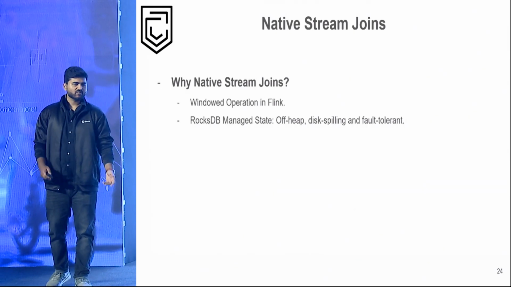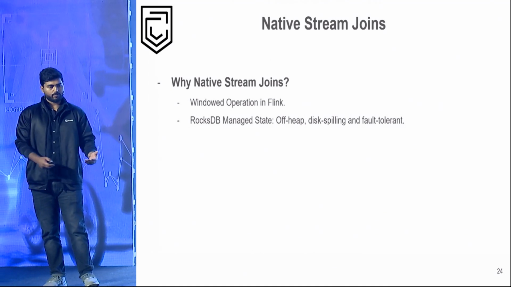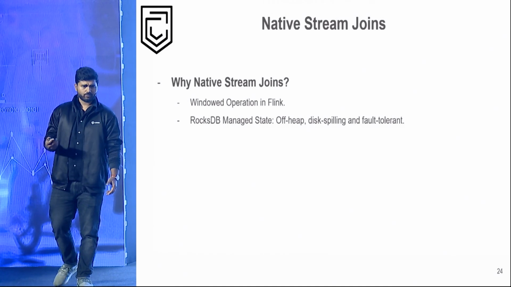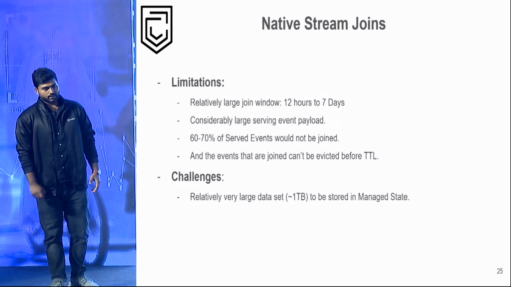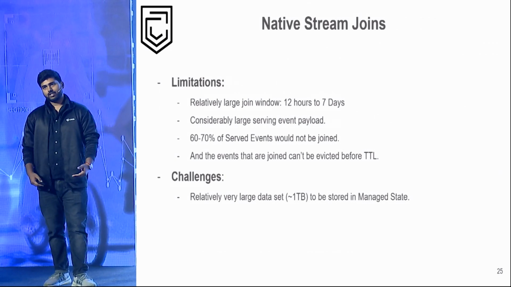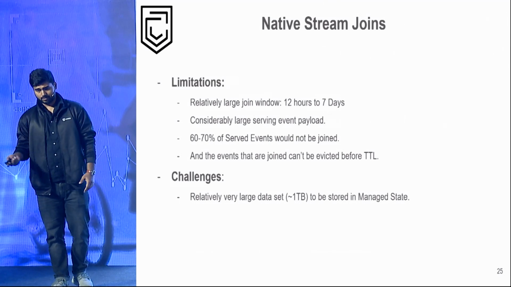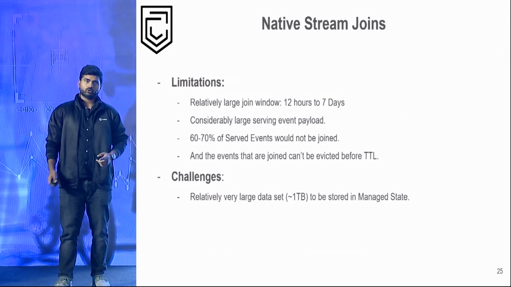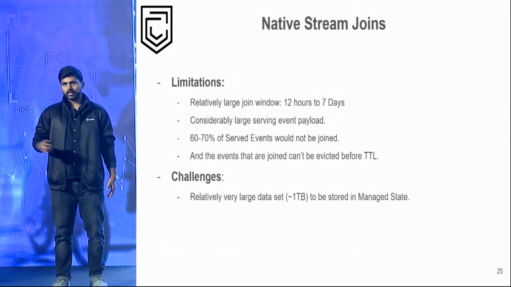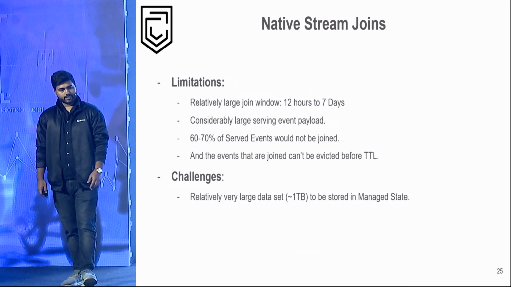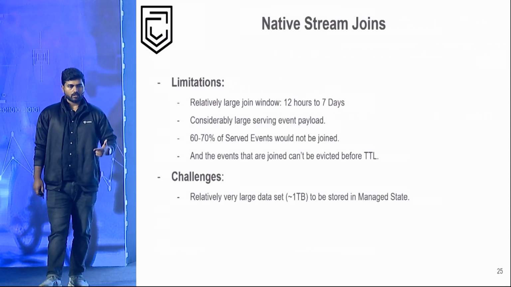Possible approaches: Flink provides a very robust state store, the RocksDB managed state store. It's off-heap, there is disk spilling, there is fault tolerance, windowed operations are available, but it comes with certain limitations. Especially for our use case, because we are doing stream joins between serving systems and the user analytics, where the user analytics events can be latent and can take up to hours to receive, because the app can go in background, the events are not pushed, and there are a lot of other edge cases. So we have a relatively large window. There's a lot of context for remote serving events.